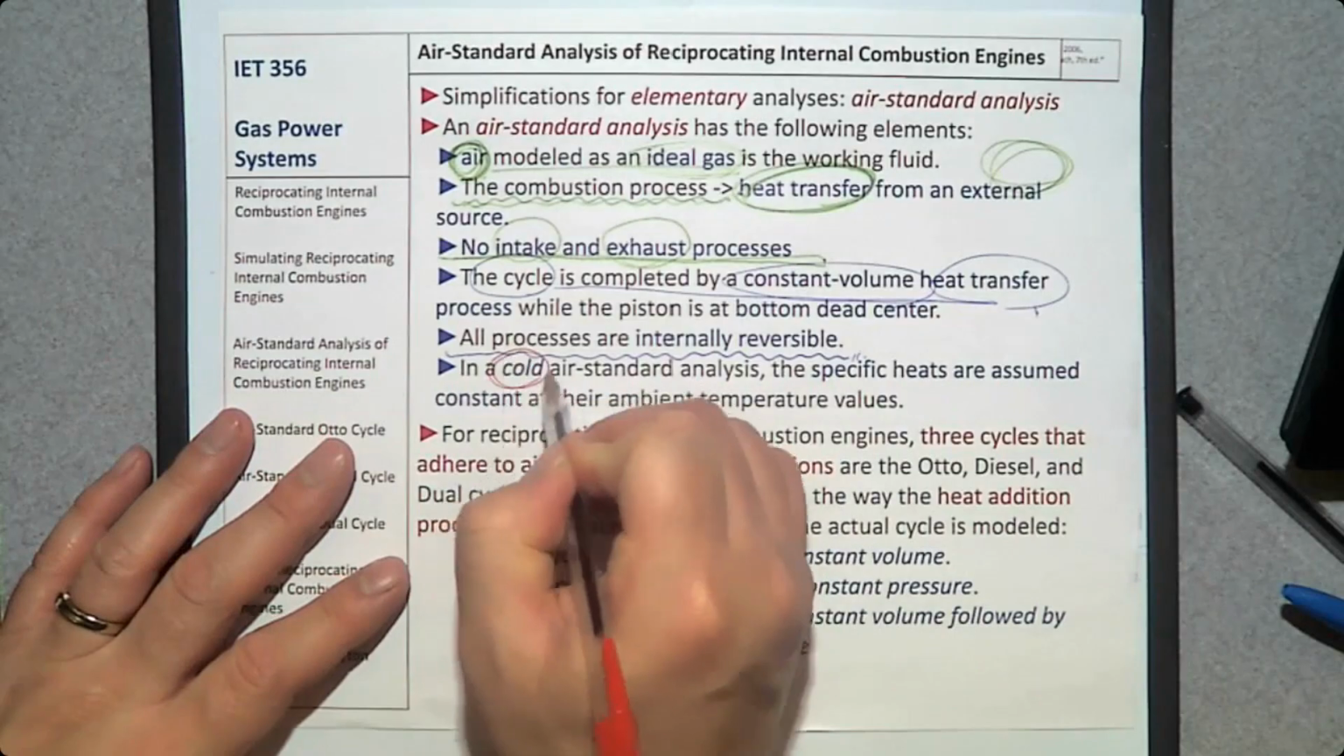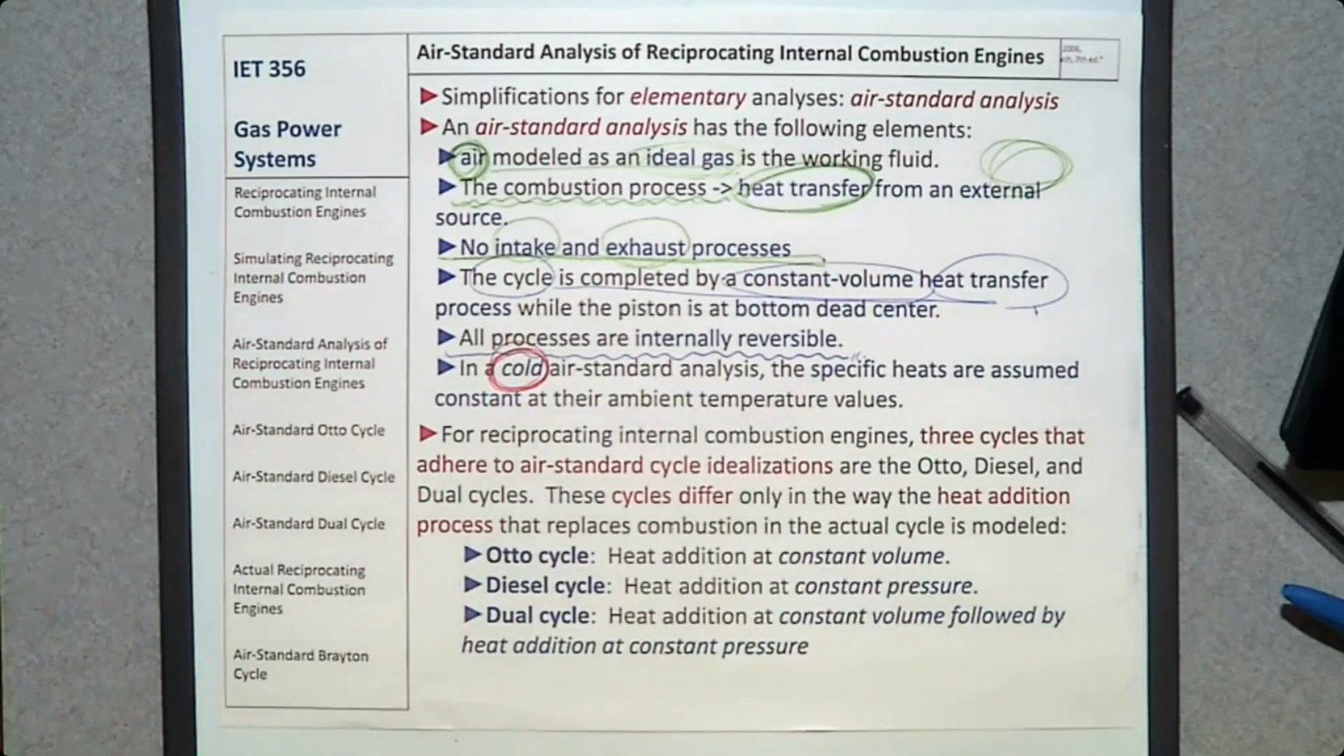With one very special analysis called cold air standard analysis. In this case, we simplify this air standard analysis even more, assuming that the air specific heats are constant. So there are two different ways to solve internal combustion engines analytically. One is just air standard analysis. The other is cold air standard analysis.